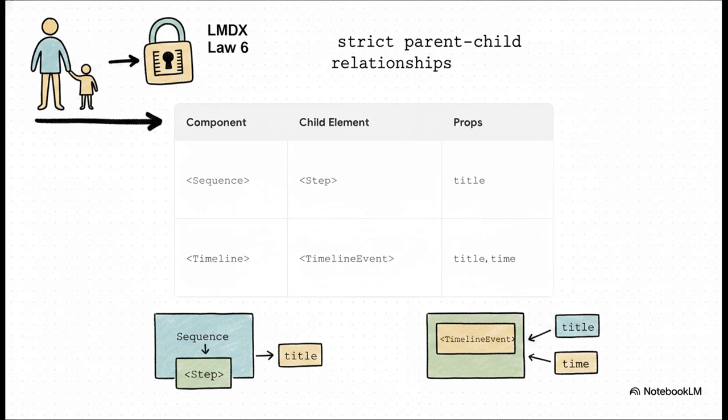Looking at this breakdown, which ties right back to LMDX Law 6, we see some very strict parent-child relationships. You can't just drop random text inside a sequence. It requires the exact stepchild element, which in turn strictly requires a title prop. Meanwhile, a timeline demands timeline event children, and those need both title and time props. You literally have to feed the parser the exact right data structure, or it just won't render flawlessly.